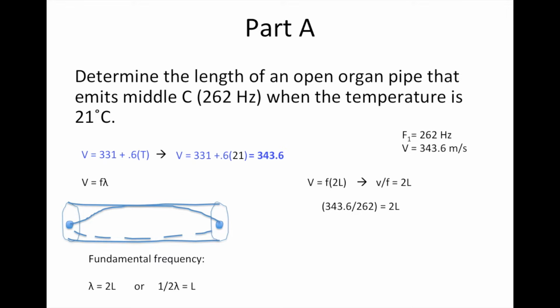343.6 divided by 262 is equal to 2L. When we simplify, we get 1.31 is equal to 2L, and we divide that by 2, and our final answer is 0.656 meters. Keep in mind that our input numbers had 3 sig figs, so our answer should also have 3 sig figs.